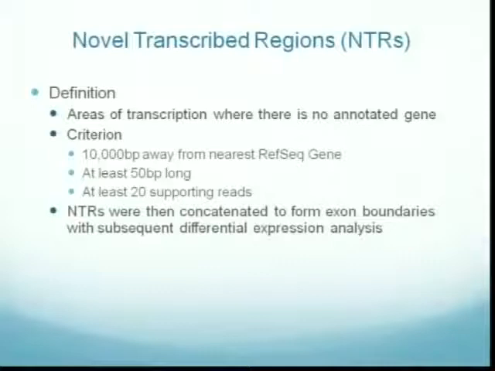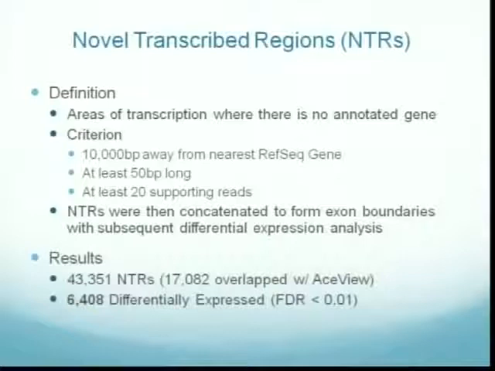We set some criteria for the analysis. This was the preliminary criterion, which we're going to refine later: 10,000 base pairs away from the nearest RefSeq gene, just in case we were picking up a distant exon. It has to be at least 50 base pairs long in the region with 20 supporting reads. We then did further bioinformatic analysis to concatenate that data to form exon boundaries, with a subsequent differential expression analysis. What we ended up finding is about 43,000 of these novel transcribed regions. At first, we thought maybe this is sequencing noise. But when we cross-referenced these 43,000 against an EST database called AceView, run by NCBI, which is ESTs derived from large-scale cDNA libraries, we found 17,000 of these regions overlap current databases, giving us evidence that these novel transcribed regions actually exist.